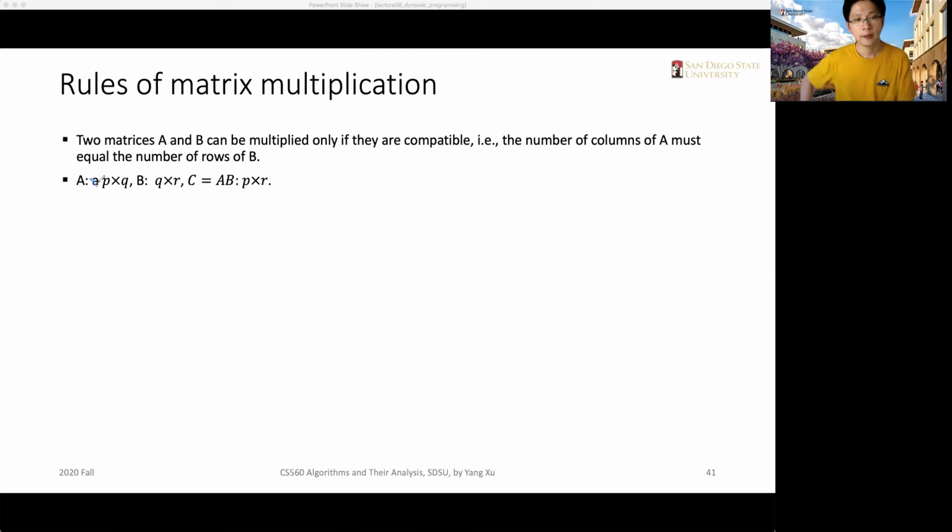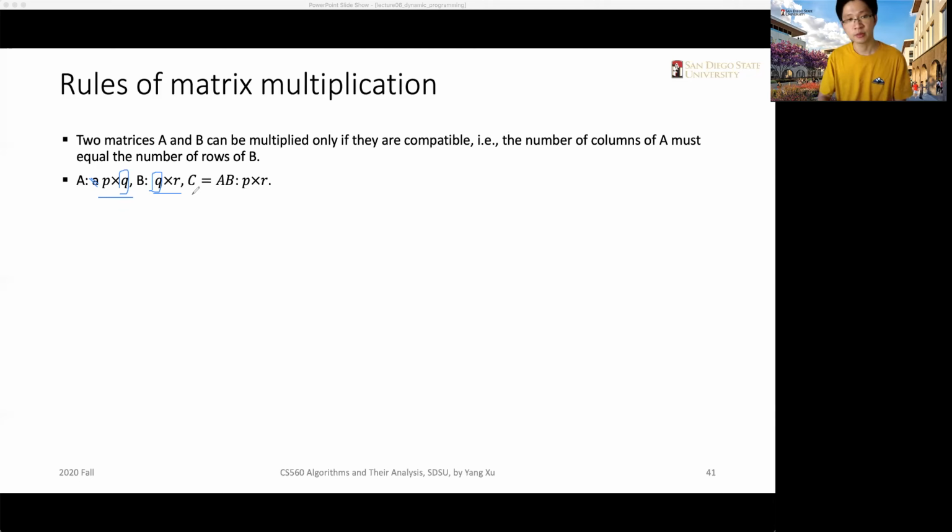So the dimension of matrix capital A is P by Q, which means it has P rows and Q columns. Then in order to multiply A with B, B must have Q rows and R columns. So the number of columns in A must equal the number of rows in B. So that is the requirement if we want to compute A times B.